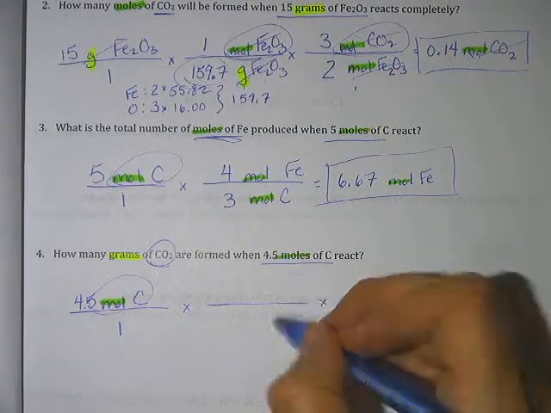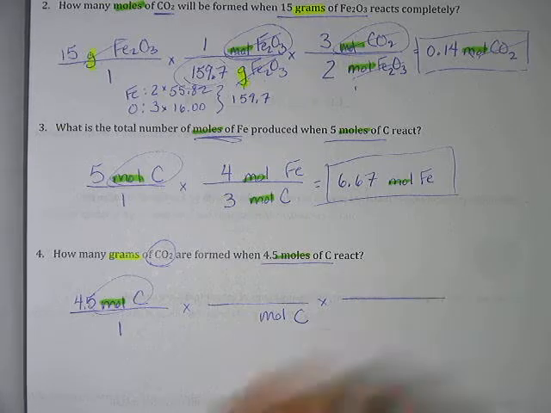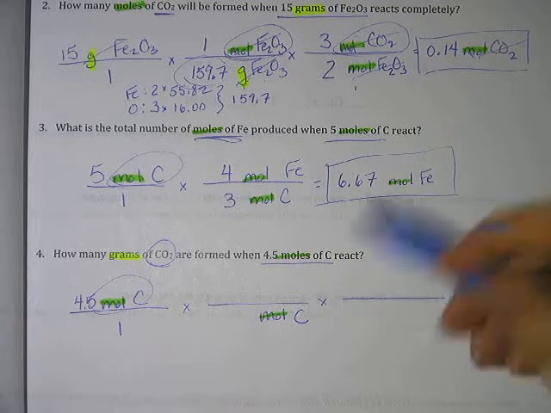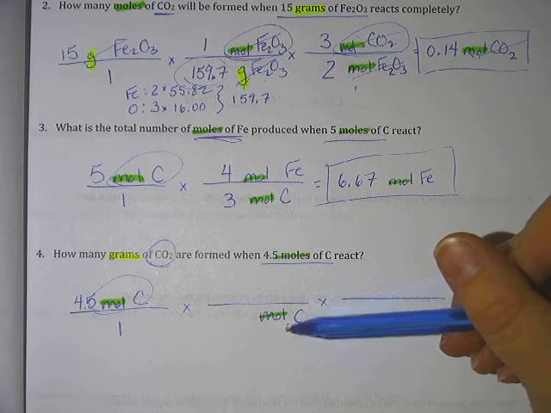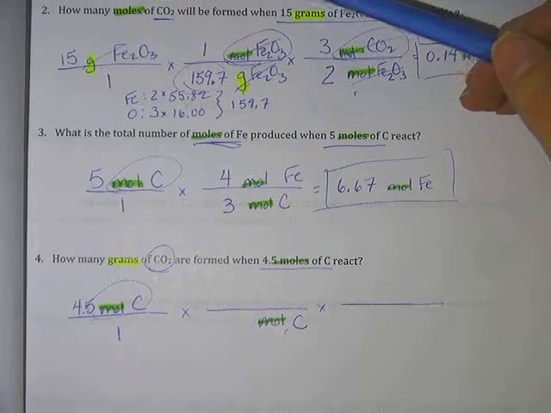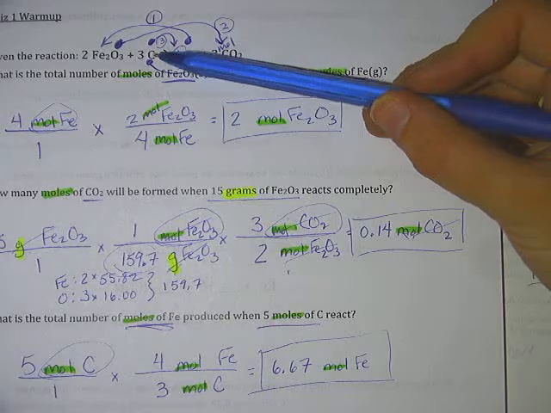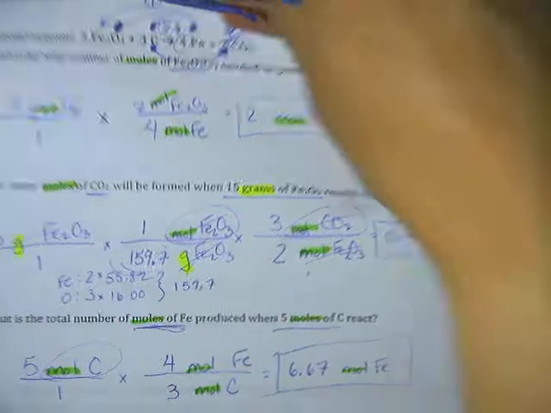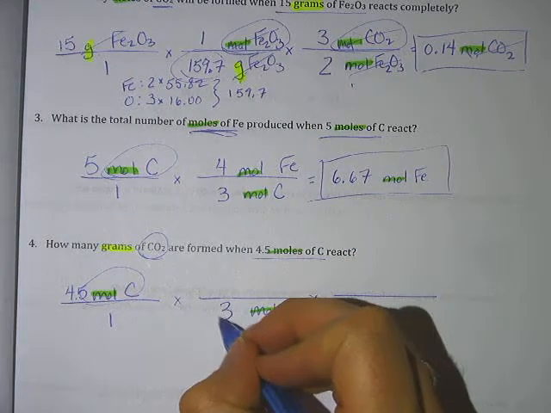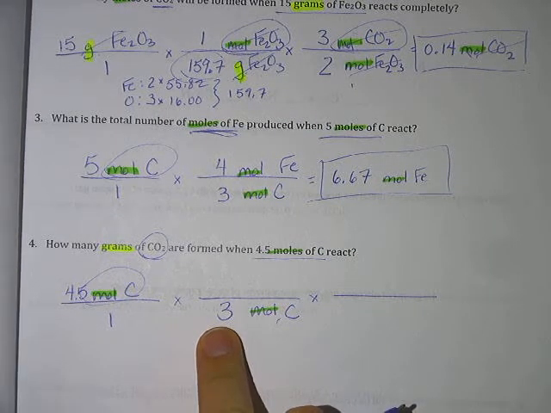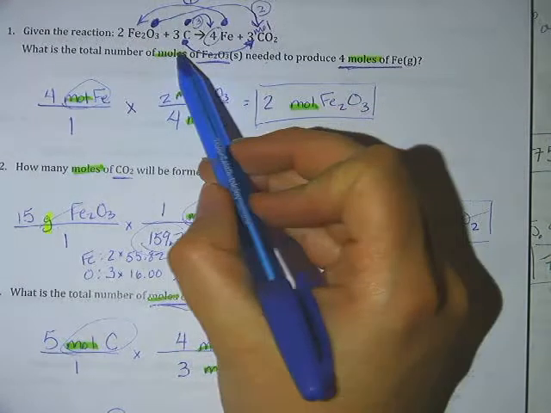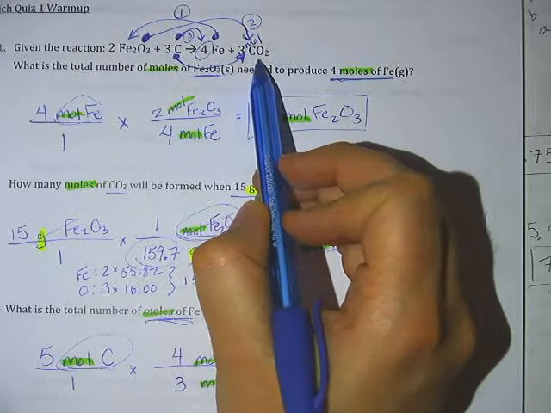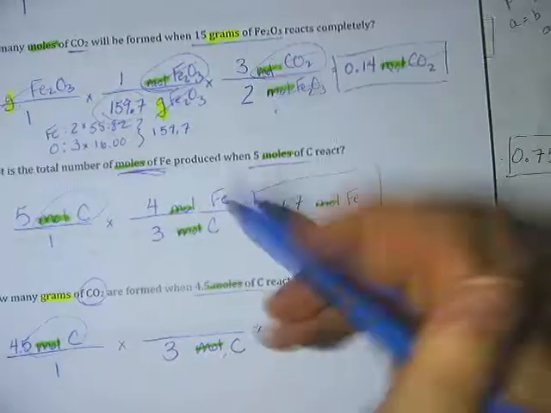What goes up must come down, so I'm going to have moles of carbon on the bottom. And once you have moles on the bottom, you are ready to use your bridge. So from the bridge, how many moles of carbon do I pay to get on this mole bridge? 3. So I'm going to put that same 3 down here. And if I cross the bridge, follow it across, it's pointing at 3 moles of CO2, so that's what I'm going to write on top.